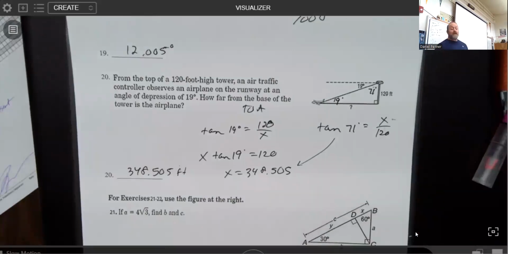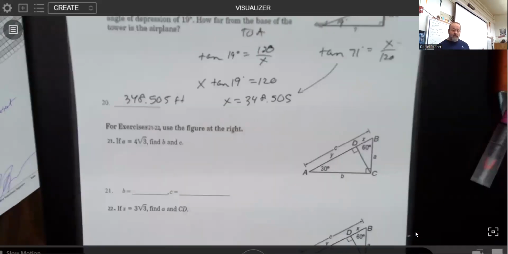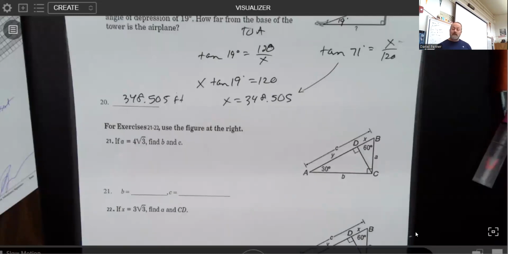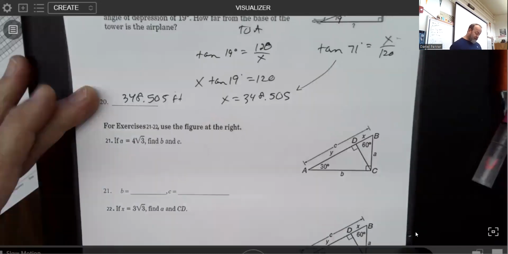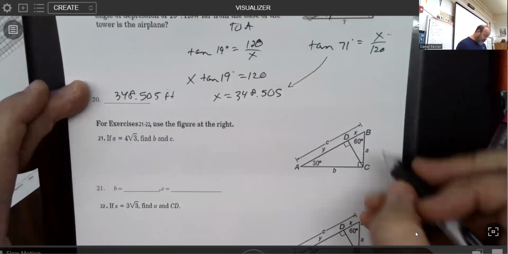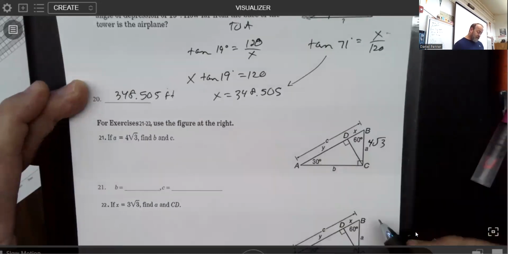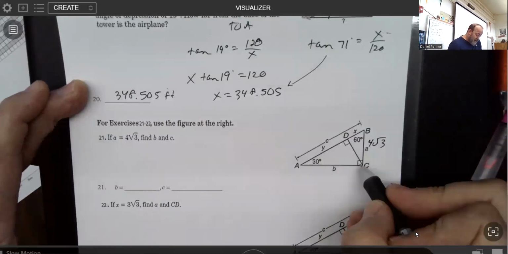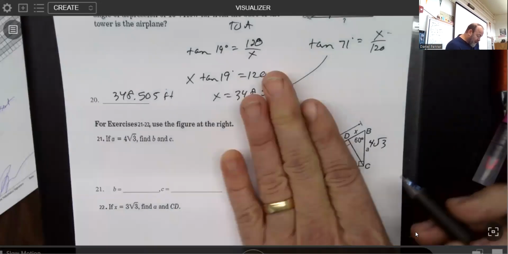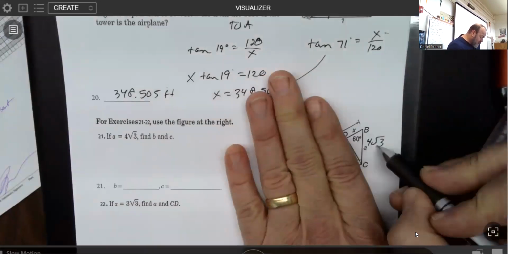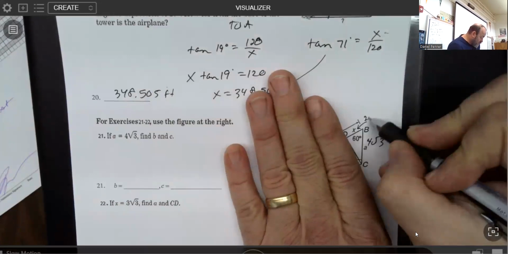And blessedly, we were right down to the very last two questions. I like these a lot because these are special right triangles, and I know that I can always do those very quickly. I know that this side is 4 roots of 3. So remember, if you take the hypotenuse of the triangle, because that's that little triangle right there, I should cut it in half to get the short side. So that short side should be 2 roots of 3.